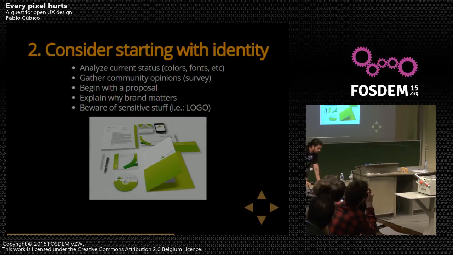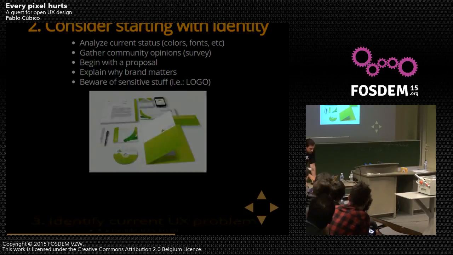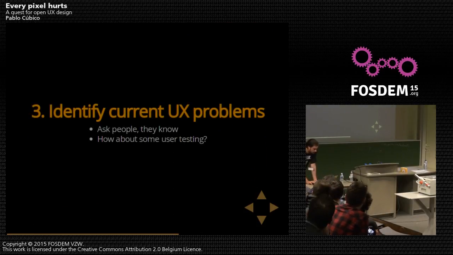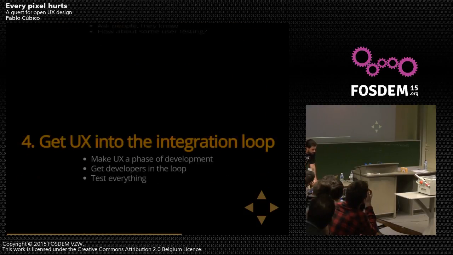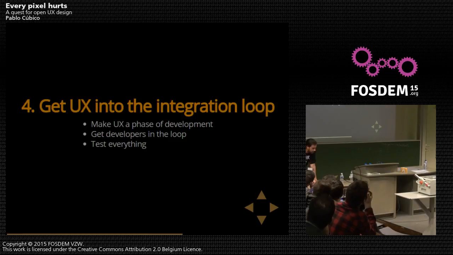This is one that I found: consider starting with identity, because those projects many times have a lack of identity, so there's not even a choice of fonts and colors and things that will lead to the user experience later. Identify current UX problems, ask people, do some user testing, try to get UX into an integration loop, into continuous integration. There's a place for UX. Most people don't know where to put it, but there is a place.